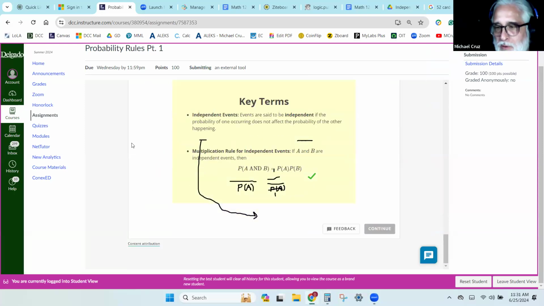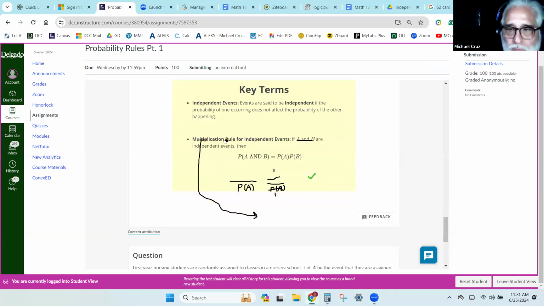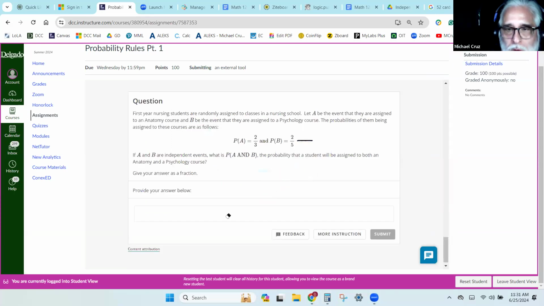All right, let's see what else we can do. All right, first year nursing students are randomly assigned to classes in a nursing school. Let A be the event that they are assigned to an anatomy course, and B be the event that they're assigned to a psychology course. So probability of A or anatomy.